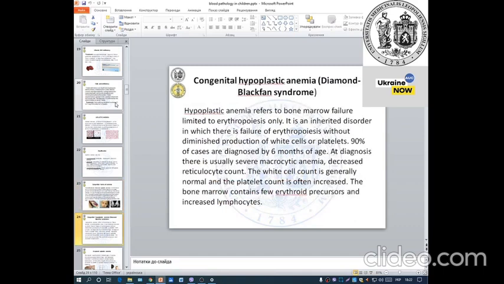Congenital hypoplastic or Diamond-Blackfan anemia refers to bone marrow failure limited to erythropoiesis only. 90% of cases are diagnosed by 6 months of age. At diagnosis, there is usually severe macrocytic anemia. The white cell count is generally normal and the platelet count is often increased. The bone marrow contains few erythroid precursors.